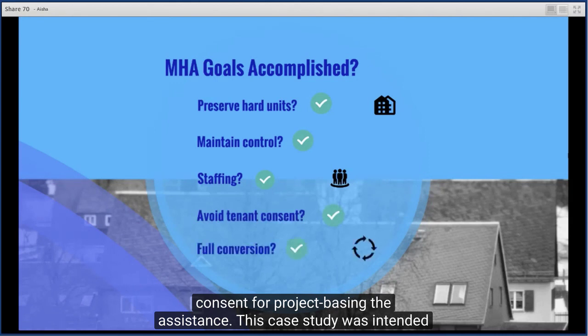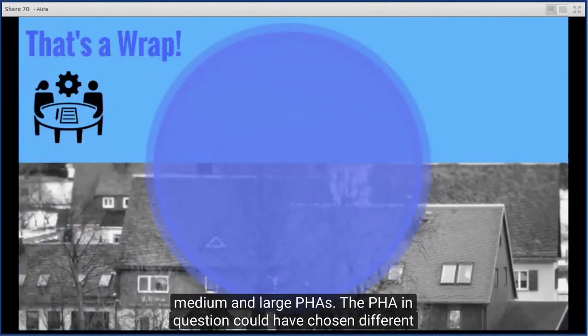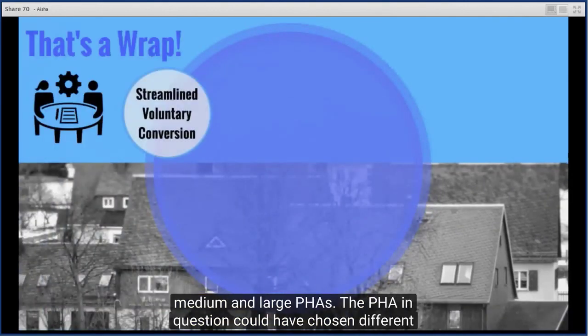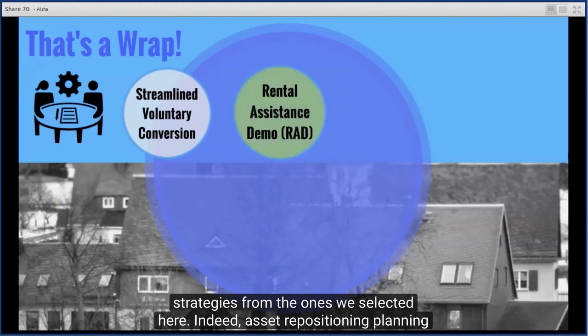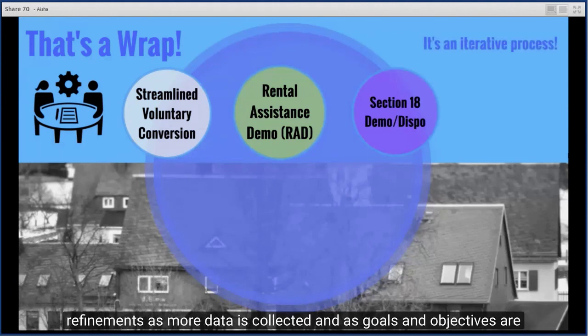This case study was intended simply to illustrate the kinds of repositioning options available to medium and large PHAs. The PHA in question could have chosen different strategies from the ones we selected here. Indeed, asset repositioning planning is very much an iterative process, requiring multiple passes and refinements as more data is collected and as goals and objectives are clarified.